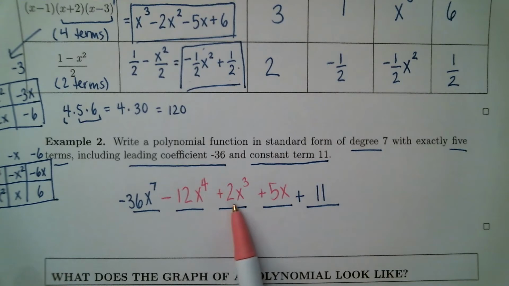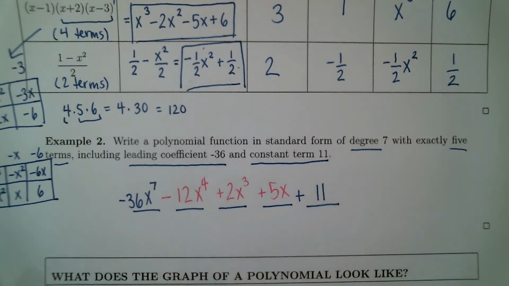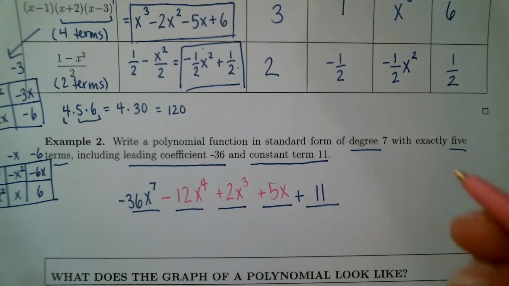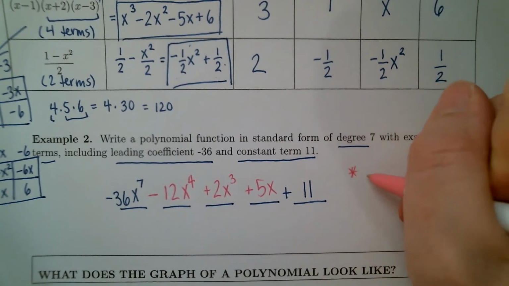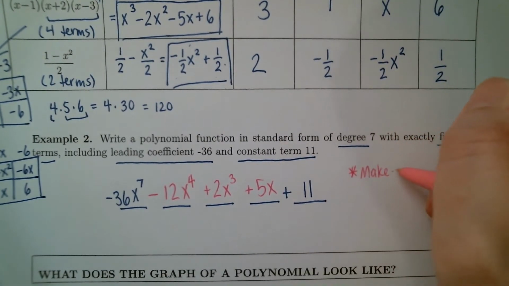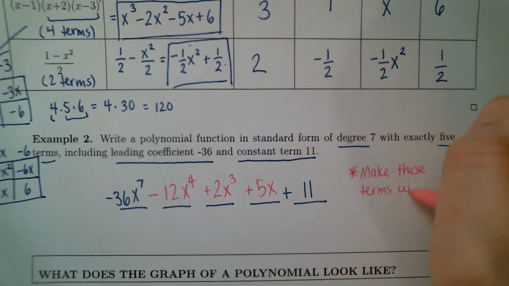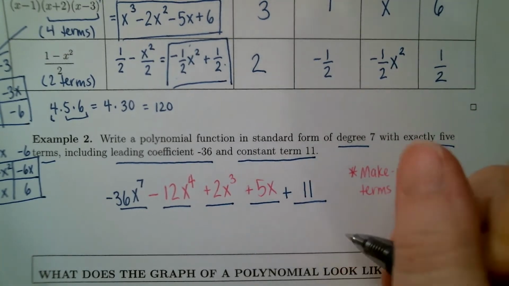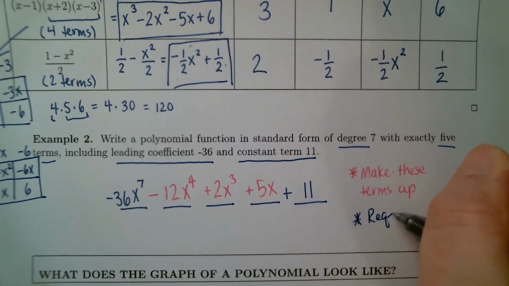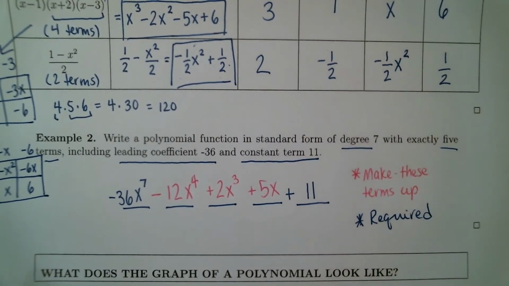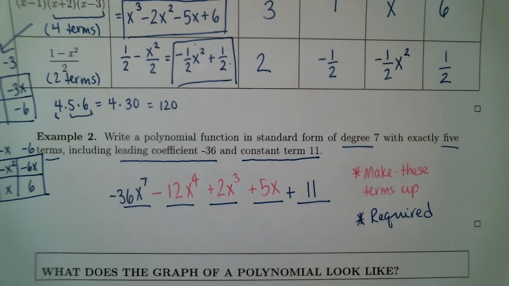You can use any coefficient, which means the numbers in front. You can use anything you want. The signs can be positive or negative. The only thing that is required is the stuff in blue. Your first term has to be -36x to the 7th, and your last term has to be the constant term, 11. So I'm going to put over here that the pink stuff, make these terms up, and the blue stuff is what's required by the problem. That's a nice little problem where I can test you on all the terminology.